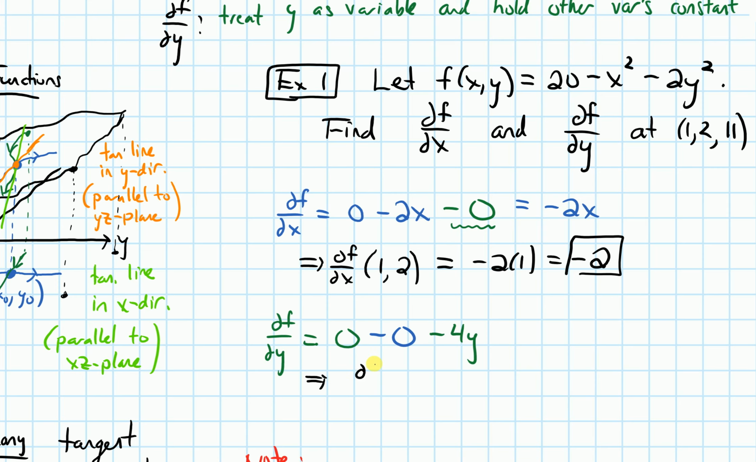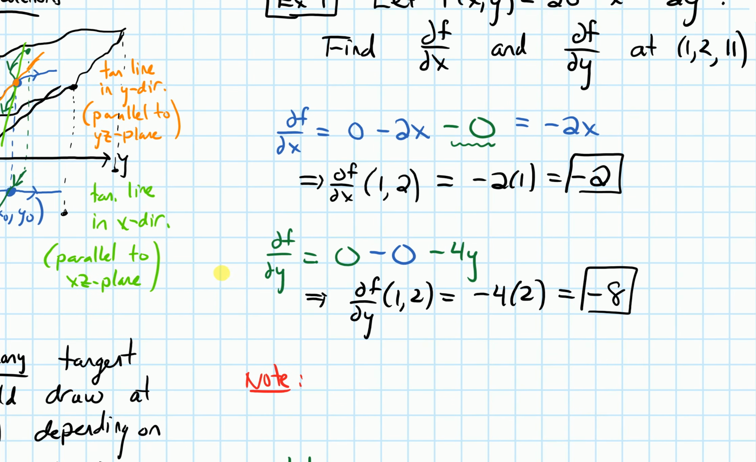Now let's plug in our point. So we'll get del f del y. Whoops, let's plug in the point. x is 1 and y is 2. If we plug that in, we get negative 4 times 2 plugging in for y, and that's negative 8. Okay, so those are our partial derivatives right there.